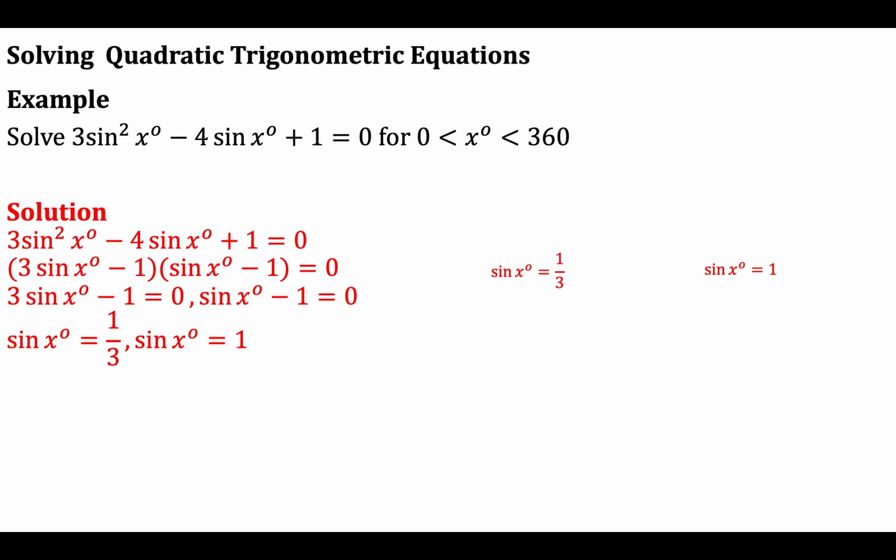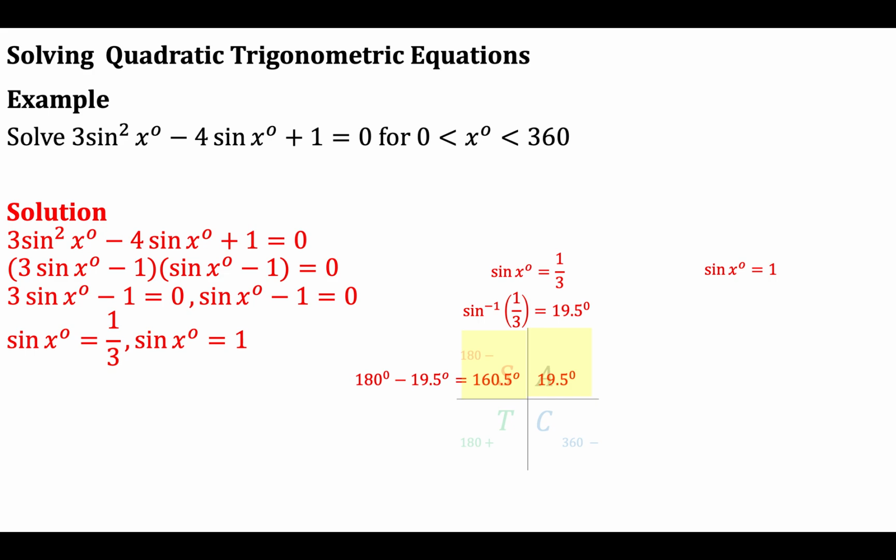Okay, so for the first one, we've got sin x equal to a positive. So we know that our two answers are going to come from the first and second quadrants, because that's where the graph of sin x is positive. So one answer lies between 0 and 90, and one answer lies between 90 and 180. Inverse sine of 1/3 is 19.5 degrees. So that's our answer for the first quadrant. And for the second quadrant, our answer is 160.5 degrees.